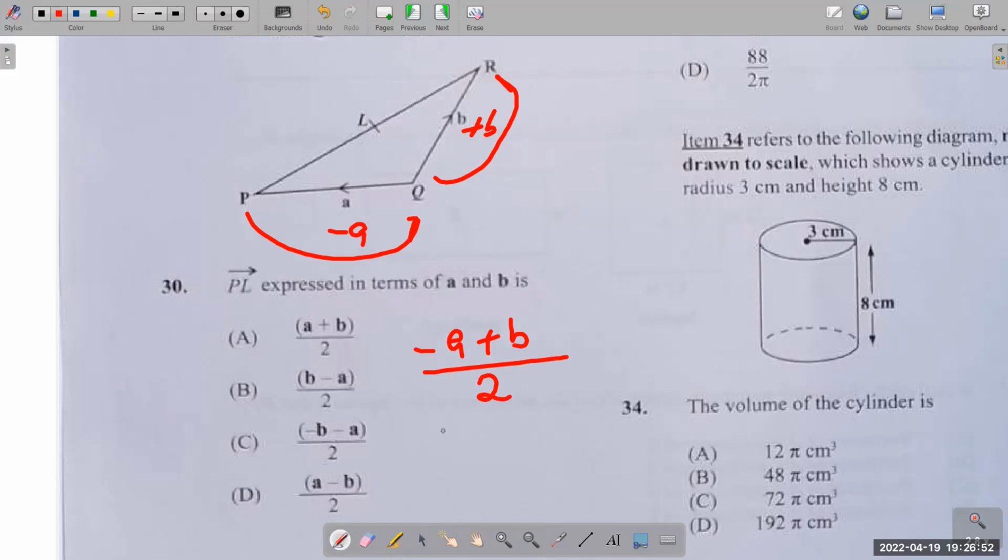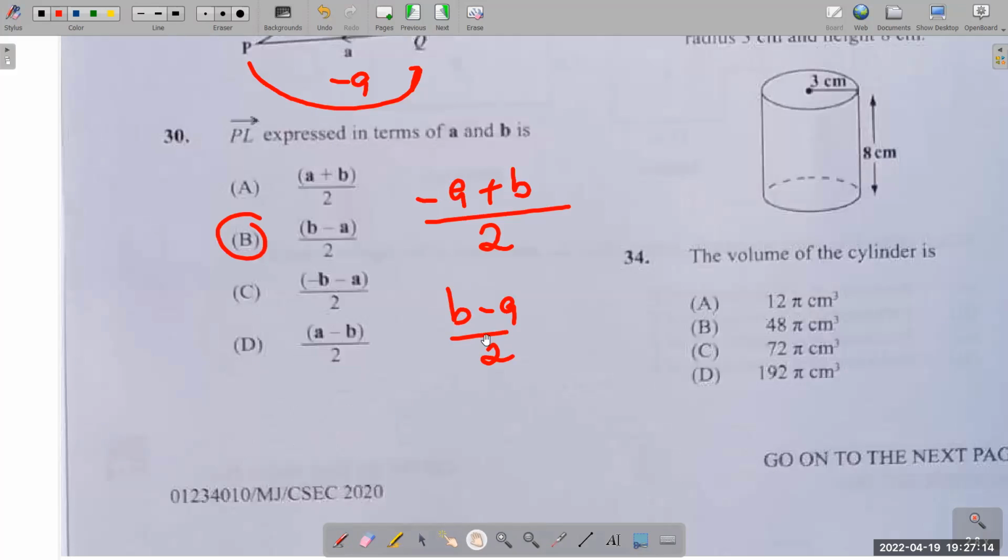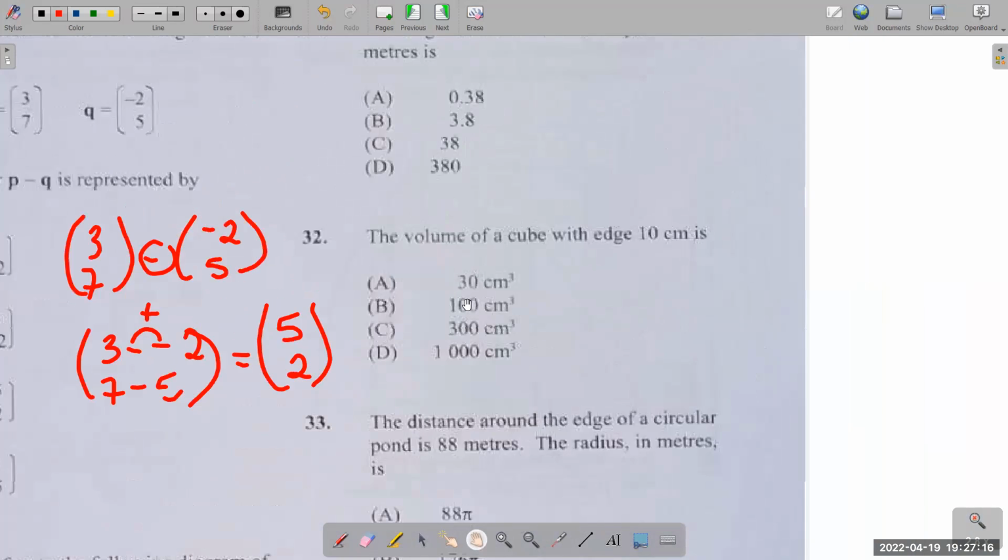Which one represents the same thing? If I switch these two, B minus A over 2. Everybody see that? So at least everybody was close, but y'all see how we got that? So don't forget to follow the rules. When you're going the opposite direction, it's negative. In this case, we were going in the same direction, so that's why it's positive. All right, let's keep it moving.